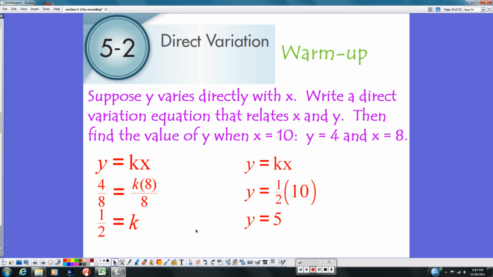In the second one, we're going to suppose that y varies directly with x, and we're going to write a direct variation equation that relates x and y. Then we're going to find the value of y when x equals 10. So we're substituting in 4 for y, 8 for x, dividing both sides by 8, so k equals 1/2. When x equals 10, we're doing y equals 1/2 of 10, which is 5.